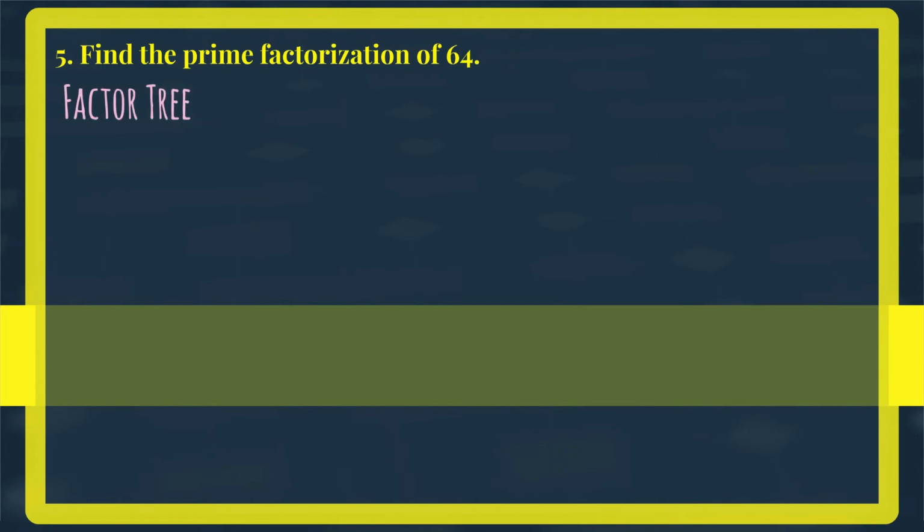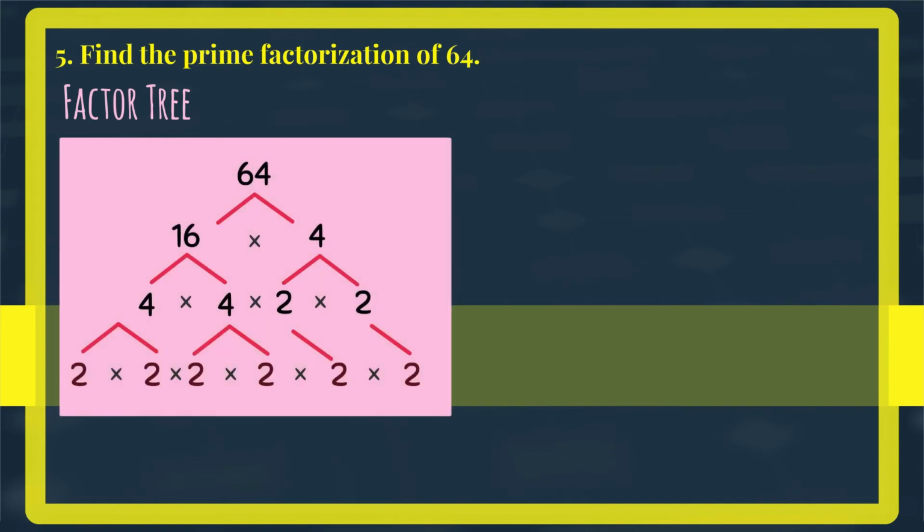Let's have another example of finding the prime factorization. Let's find the prime factorization of 64. This is the prime factorization using the factor tree. Just follow the same procedure we did in the previous example. Put the number at the top of the tree and factor it until all the factors or the numbers at the bottom of the tree are prime.